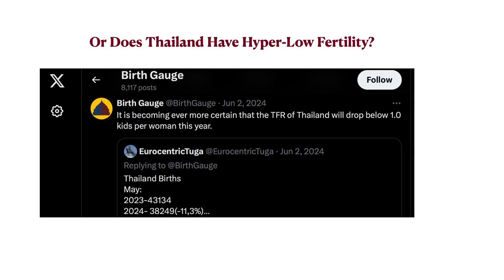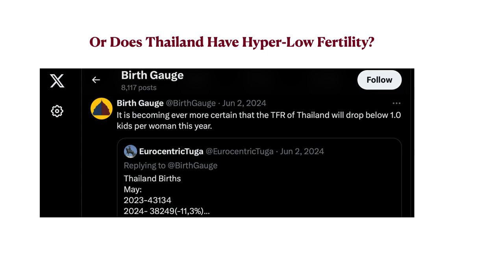But you know what? Maybe it is getting in that situation. So Birth Gauge, this X account that I've talked about before. Here's a post from June of last year where the author says, it's becoming ever more certain that the total fertility rate of China will drop below 1.0 children per woman this year. So if true, that's putting it in this sort of hyper low situation.